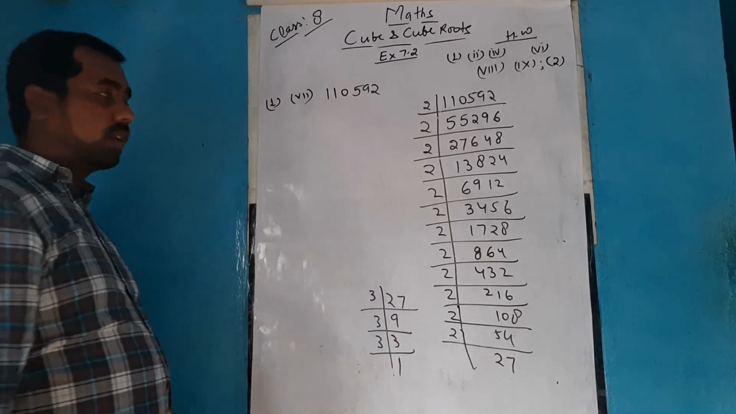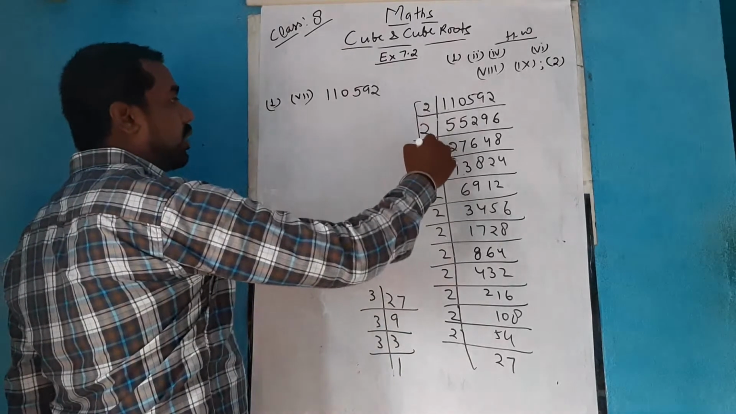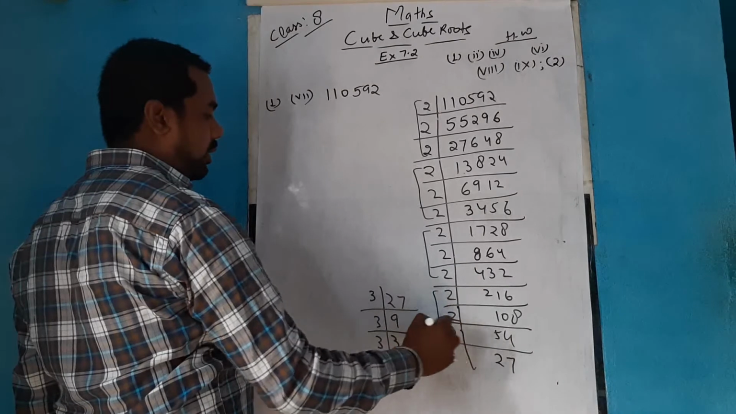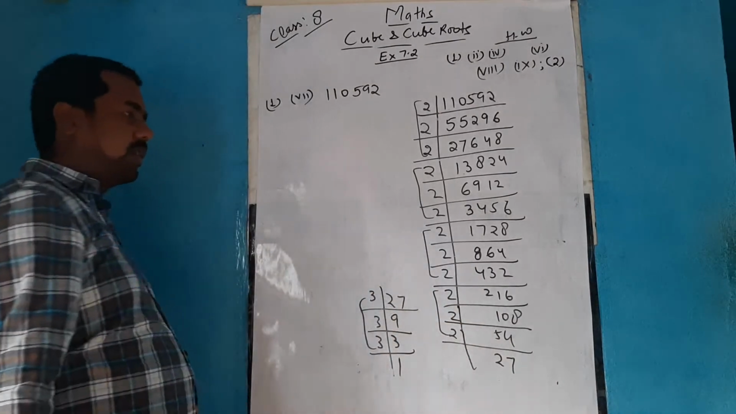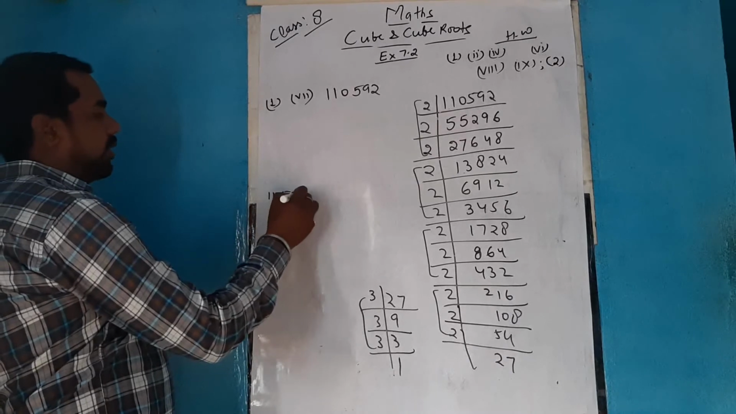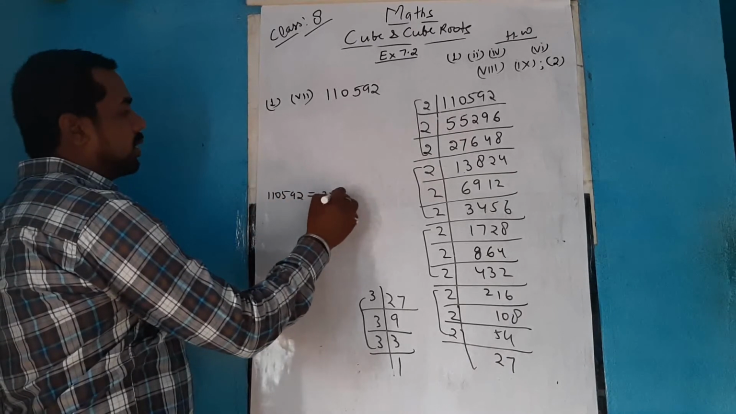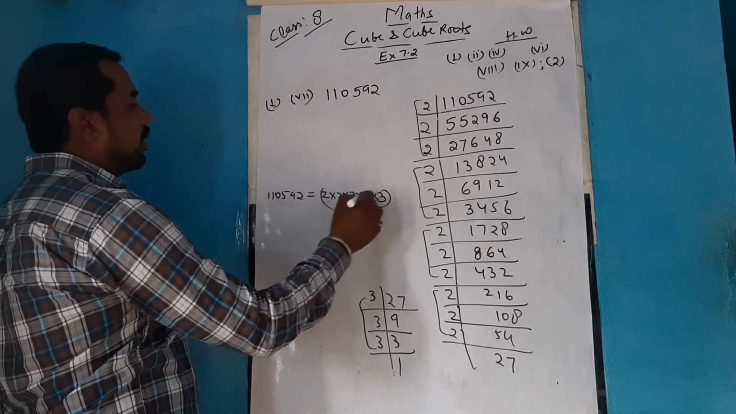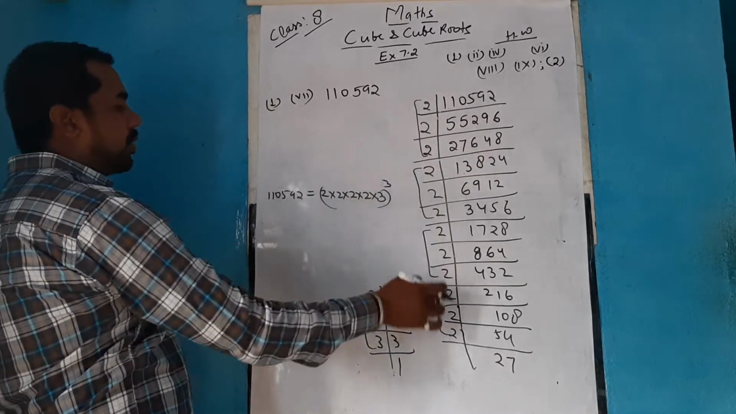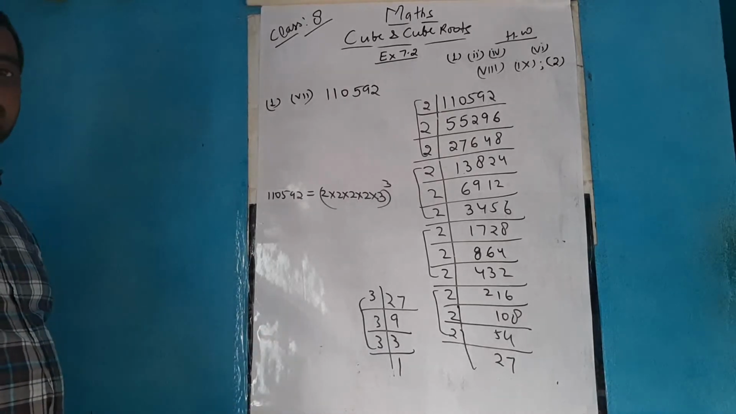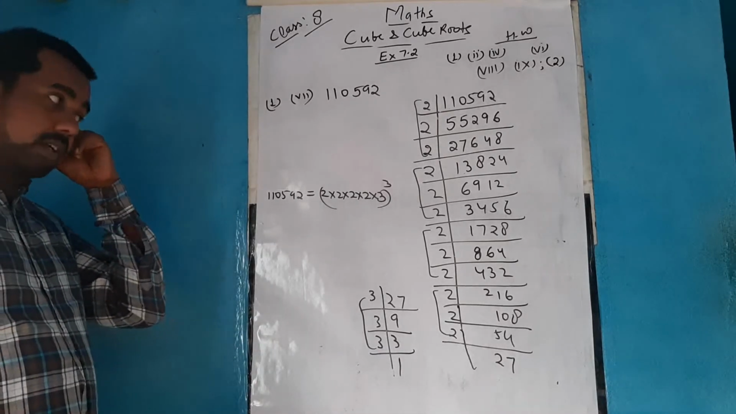That was quite a long division. So here one pair of 2, again a pair of 2, again a pair of 2, again a pair of 2, and a pair of 3. So 110592 becomes 2 into 2 into 2 into 2 into 3 whole cube. 1, 2, 3, 4. 4 times a pair of 2 is there, and 3 pair of 3 is there.